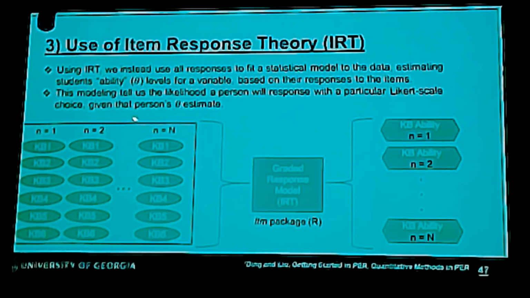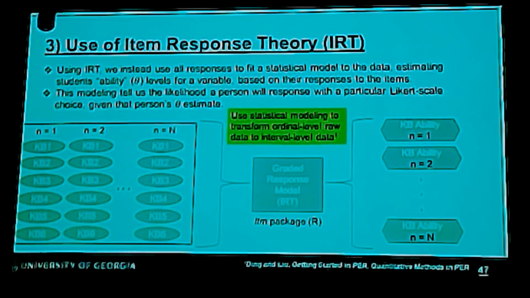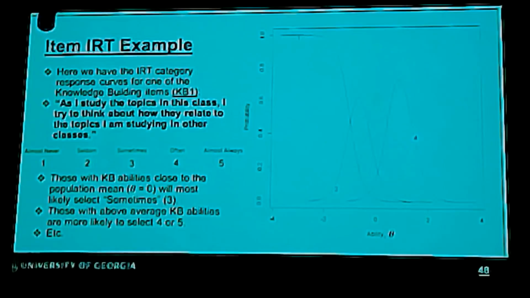What an ability really means is that if we have someone's ability, we know the likelihood that they're going to pick a particular choice in a Likert scale item. So if someone has high knowledge building, we would expect them to pick more 4s and 5s on all 6 of those questions, whereas if they had low knowledge building, we would expect them to pick more 1s and 2s, right? So we have certain levels of confidence that they're picking certain choices based on this ability. What this does is transform our ordinal level data to interval level data. This is continuous, so we can say that the difference between an ability of 1 and 2 is the same as the difference between an ability of 2 and 3. So that helped a little bit.